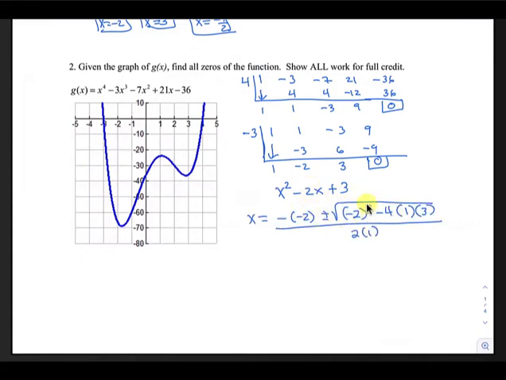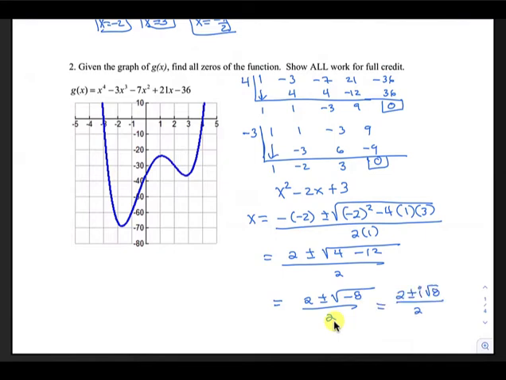Putting the numbers into the quadratic formula, here's what we have. And then simplifying that is going to be 2 plus or minus the square root of 4 minus 12 all over 2. That's going to simplify to 2 plus or minus the square root of negative 8 all over 2. And then because we're taking the square root of a negative number, the i comes out, and then the 8 is positive.